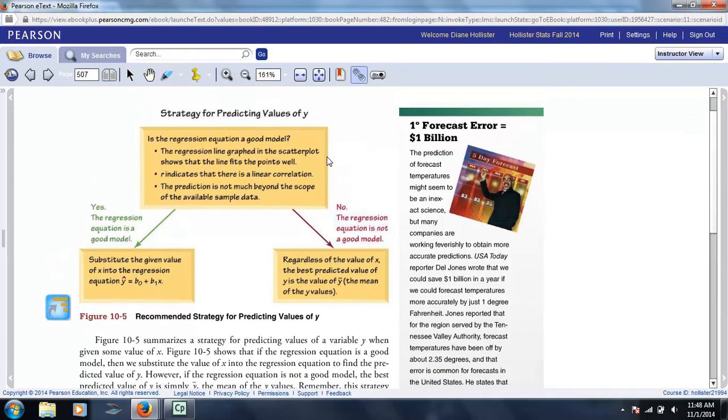So please keep that in mind. You will see homework problems where there's no significant correlation. It asks you to predict. The only thing you can use then is the average of y.